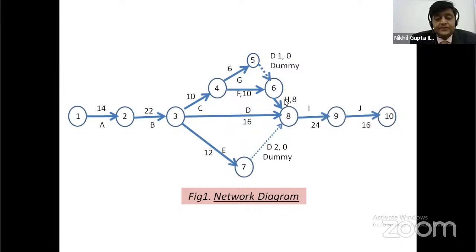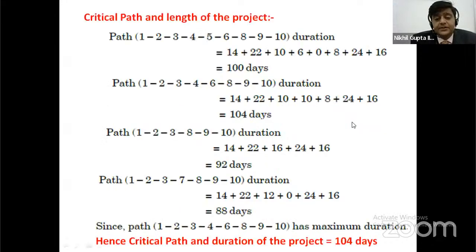Here it means H is the predecessor of activity I, D is the predecessor of activity I, and E is the predecessor of activity I. But E is here, so to connect E to I, we should use a dummy activity T2. It also takes 0 time because a dummy activity does not consume any time. Next, end event J. J is the successor of activity I. It takes 16 days.